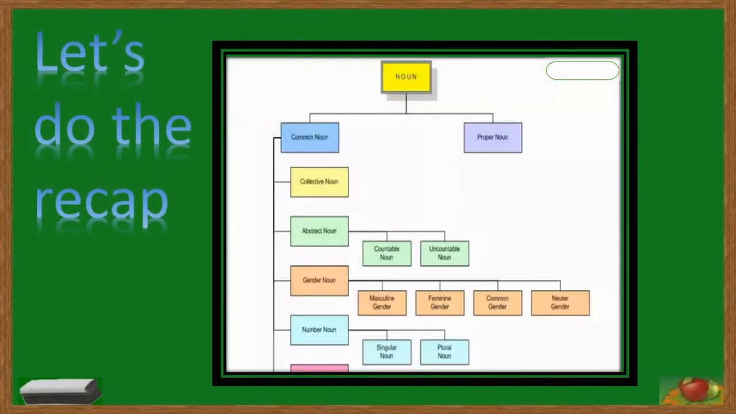Let's do the recap of our grammar now. In this module, we learned about noun, then its types, that is common noun, proper noun, collective noun, and abstract noun. And after that, we learned that abstract noun is divided into two, that is countable and uncountable. Then we learned about gender. In gender, we learned four genders, that is masculine, feminine, common, and neuter. Then we learned about number of noun, that is singular noun and plural noun.